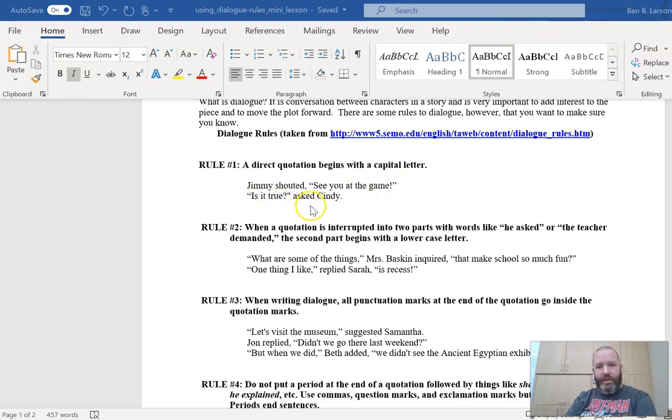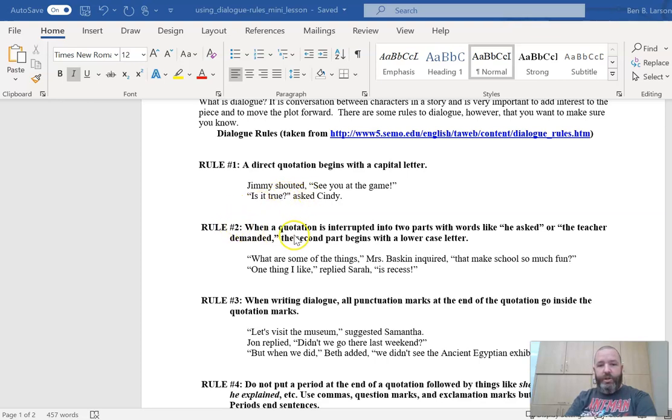The final punctuation goes within the quotation. "Is it true?" asked Cindy. You noticed if there's a question mark here or an exclamation point, they'll put that. If there wasn't, if it was just, is it true, like she wasn't questioning, or it is true, or I like cheese, or something like that, then that would be a comma there instead of that exclamation point.